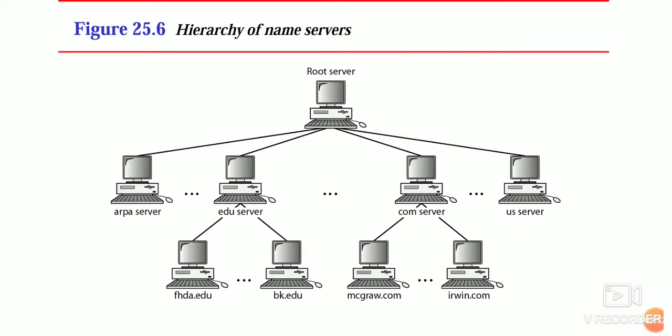From there you can see under the education server you can have fhda.edu, bk.edu, something like annauniversity.edu. So after edu I have annauniv.edu, and after edu you can append iit.edu, something like that. All the educational universities or institutions come under the edu domain. And under your com server, for example, mcgrahill.com, irwin.com, flipkart.com, amazon.com, yahoo.com, gmail.com, all are coming under commercial servers, and country domain servers go specifically by country.